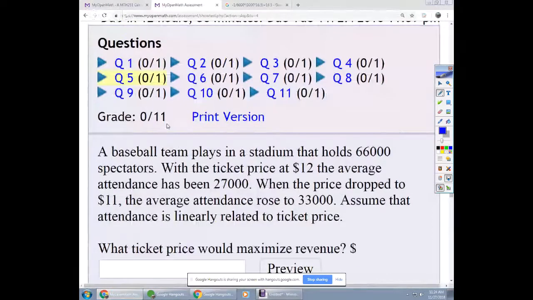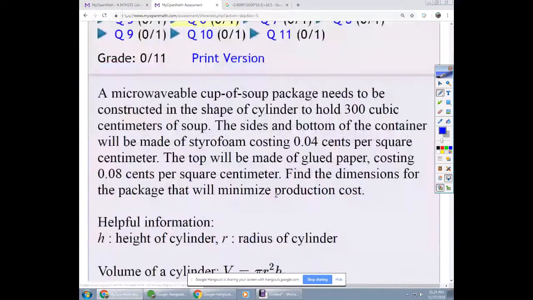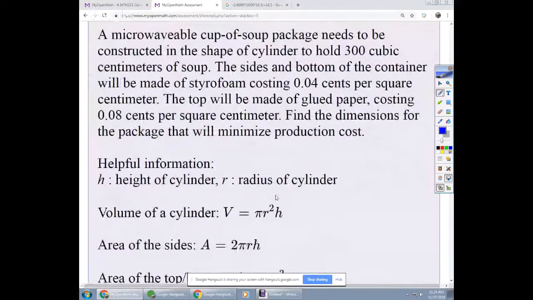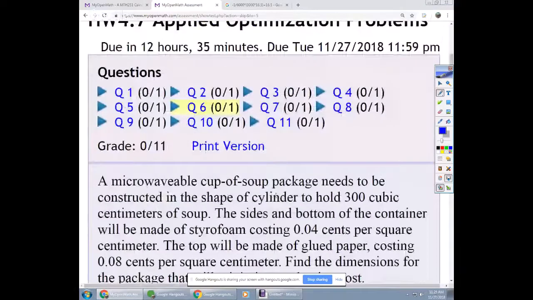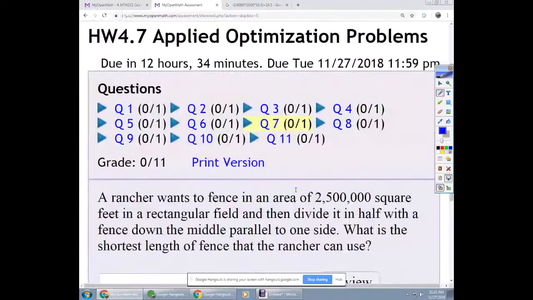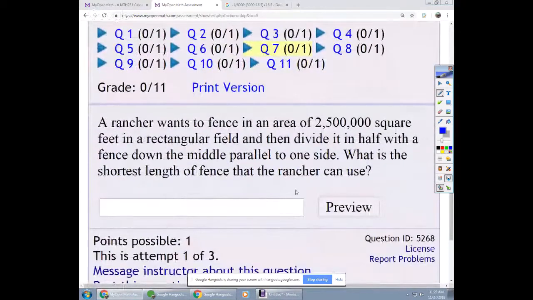Let's see, we want to do 6, 7, or 8. Haven't done that. What's 6? 6 is the cylinder. Okay, we did one like that in class last week. 6 gives you all the stuff you need to answer. 7, the rancher fence, that's not that bad.